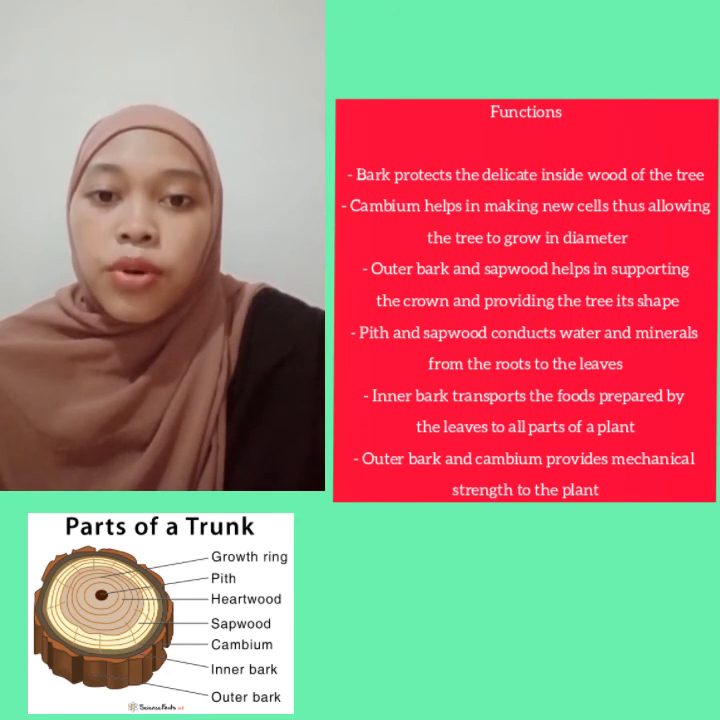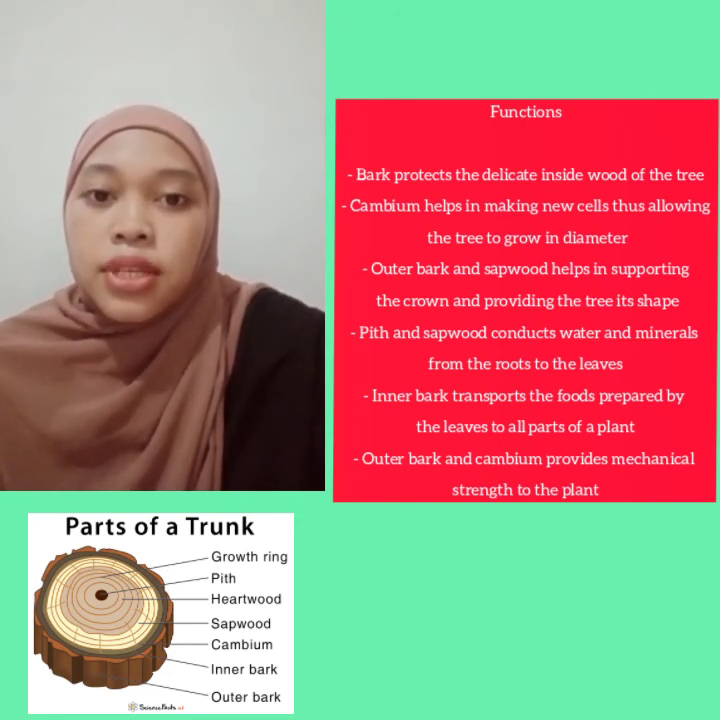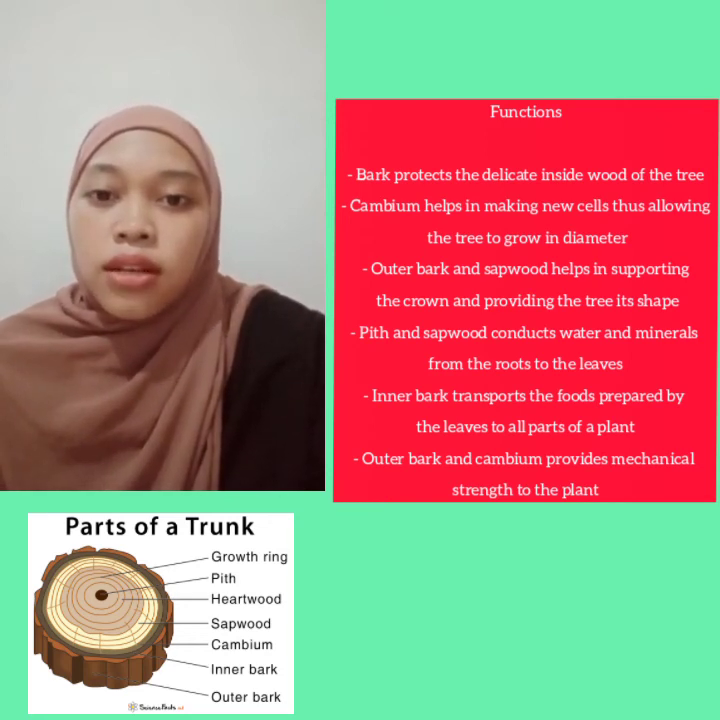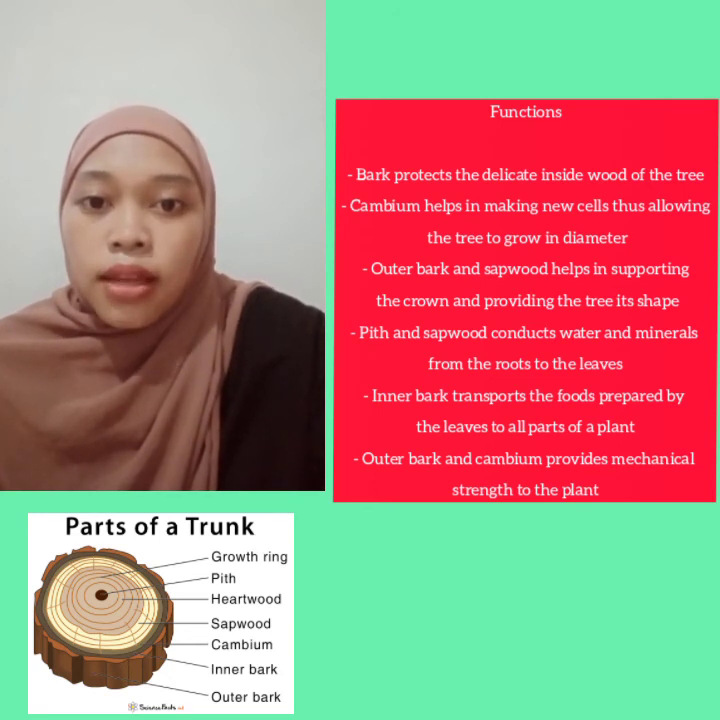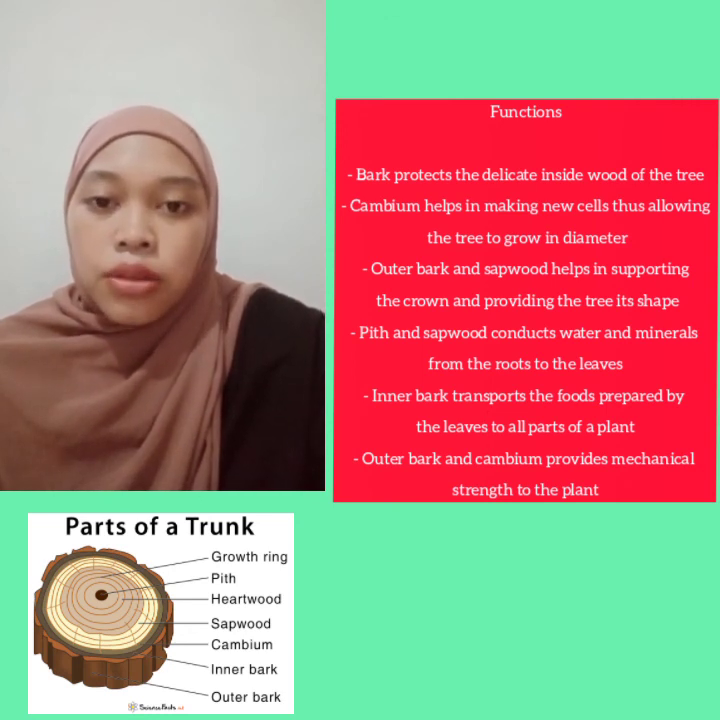Functions: bark protects the delicate inside wood of the tree. Cambium helps in making new cells, thus allowing the tree to grow in diameter. Outer bark and sapwood help in supporting the crown and providing the tree its shape. Pith and sapwood conduct water and minerals from the roots to the leaves. Inner bark transports the food prepared by the leaves to all parts of a plant. Outer bark and cambium provide mechanical strength to the plant.